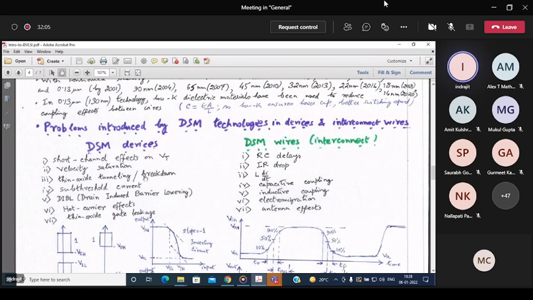Then you have thin oxide tunneling or breakdown. That means as the oxide thickness becomes lower and lower, the distance between the overlying gate and the underlying channel becomes smaller and smaller. At some point of time, the oxide can break down. Different mechanisms are there for that. Then subthreshold current. Theoretically, we say that below the threshold voltage, the carriers cannot move. But in case of subthreshold current, even though the difference between the voltage of the gate and the underlying channel is lower than Vt, sometimes the current is found to flow.